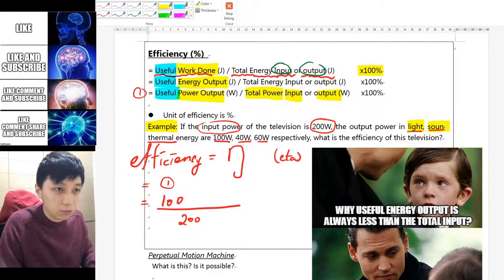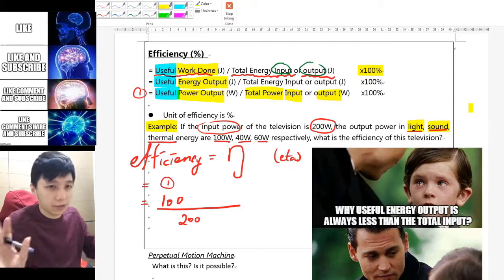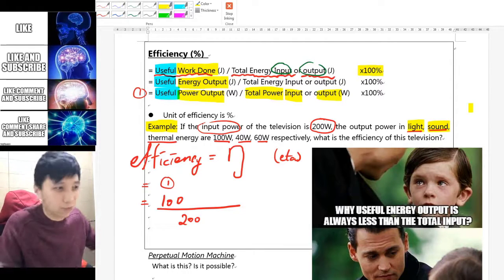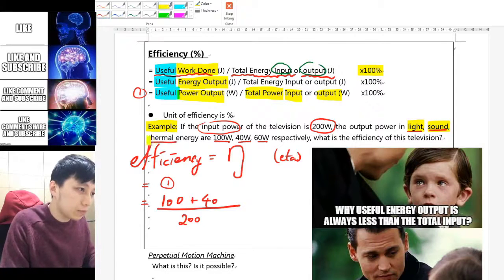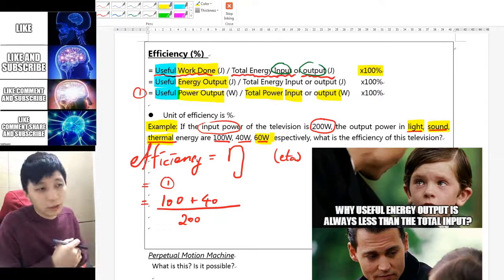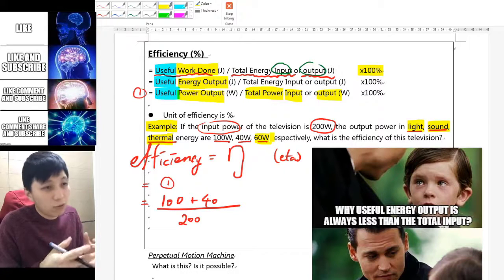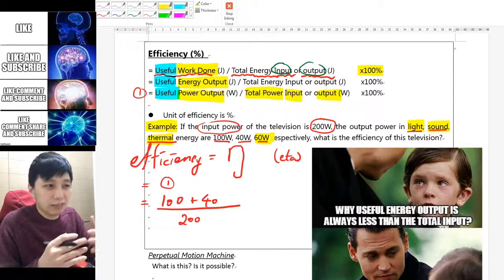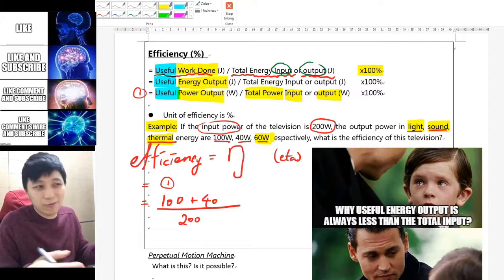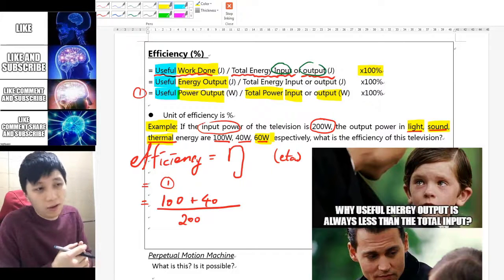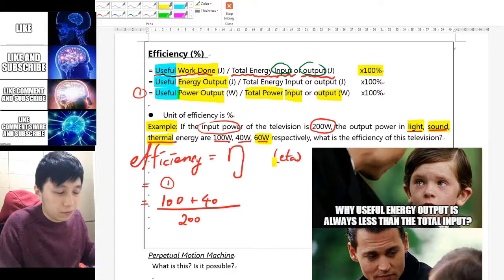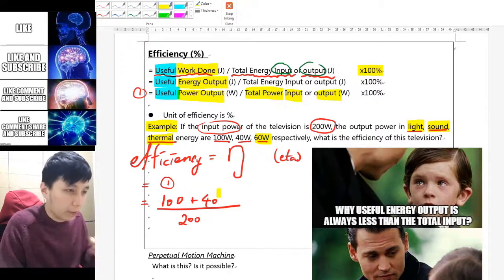And sound would also be useful again unless you are deaf. Sorry, no offense, but that applies to most of us. That would be 40 watts. And then thermal energy would be 60 watts. But for a television, I believe no one will use a television for its warmth. I guess you don't switch on the television and say, hey, I want to warm up my room, and that's why I turned it on. Probably not. So we would disregard that in this sense, when we're talking about television.